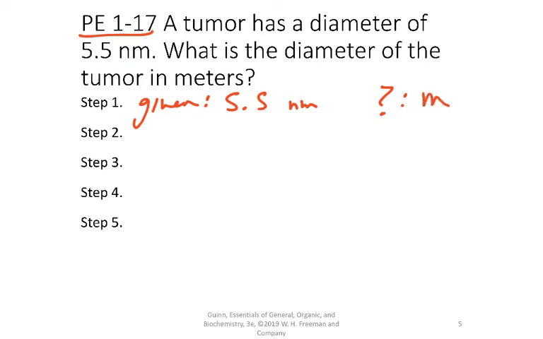Step 2, what is the conversion factor? So we would look that up in your table, and it says 1 nanometer, 10 to the minus 9 meters. Okay, great. So we can write that as 2 separate conversion factors.